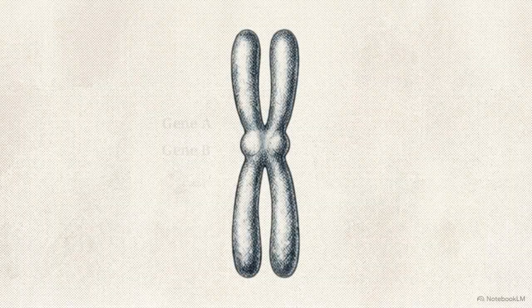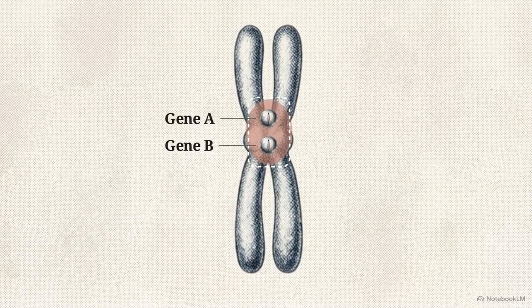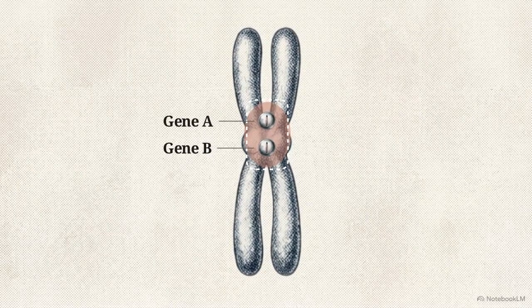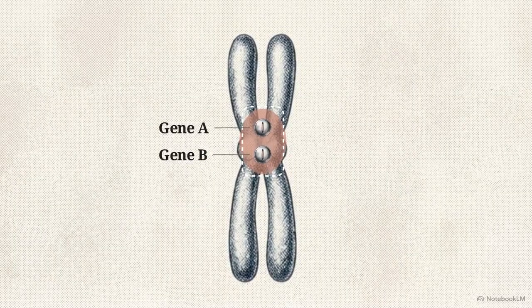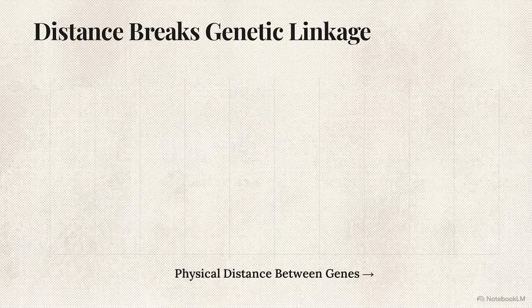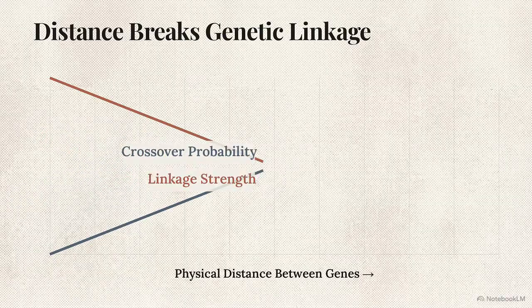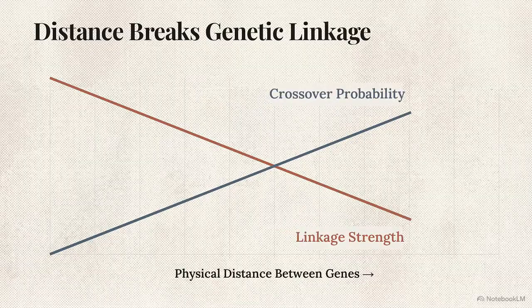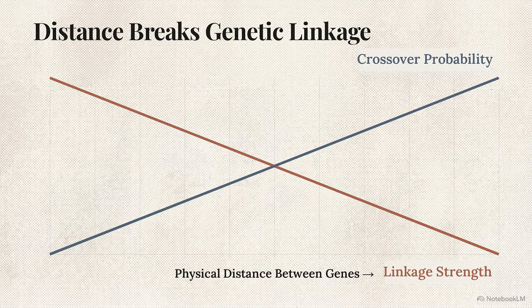Genetic linkage is the tendency of genes located close together on the same chromosome to be inherited together. Because they are physically near each other, they are less likely to be separated during meiosis. This creates an inverse rule. As the physical distance between 2 genes increases, the chance of a crossover occurring between them also increases, which causes the strength of their linkage to fall.